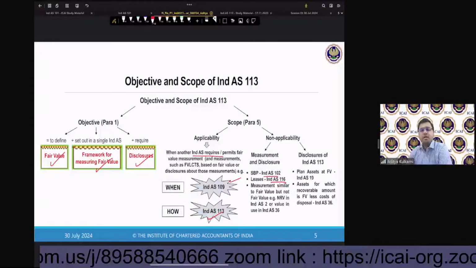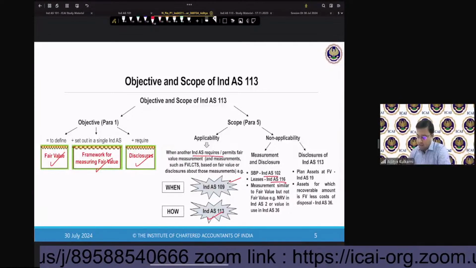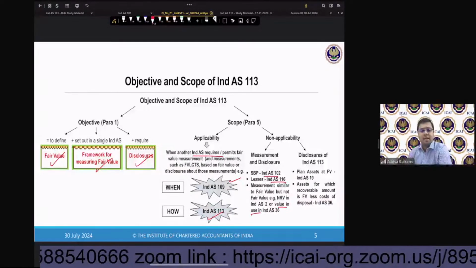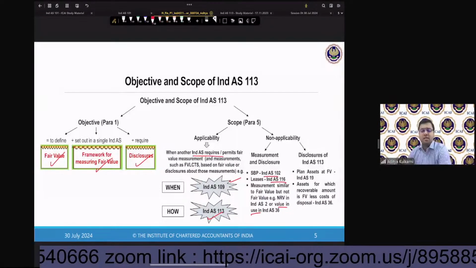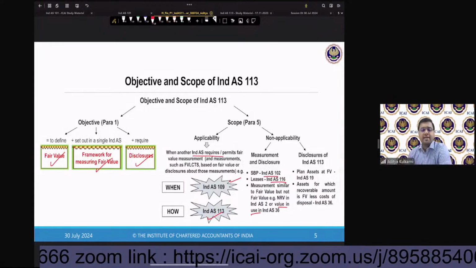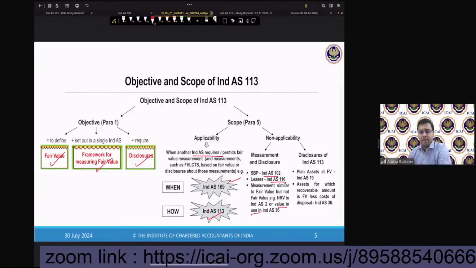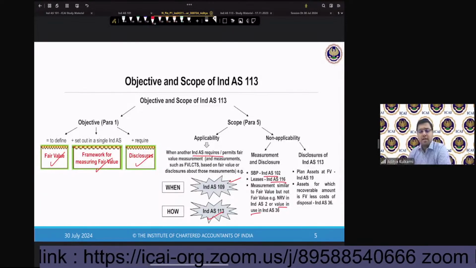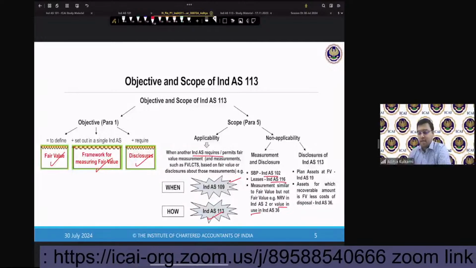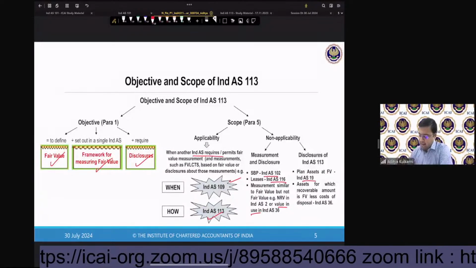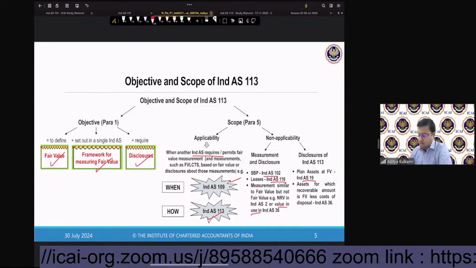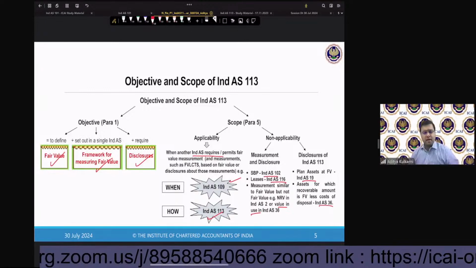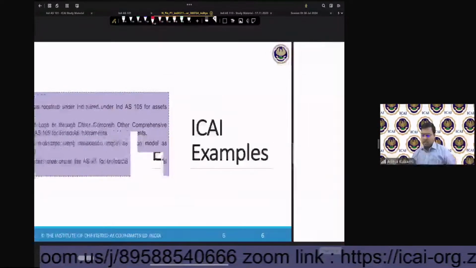And certain terms which we use, like for example, net realizable value or value in use, all of them appear to be similar to fair value, but they are not. So in these three cases, you do not have measurement as well as disclosure applicable. Whereas in the case of two standards, only disclosures are not applicable, but measurement principles of 113 continue to apply. That is Ind AS 19, as well as assets for which recoverable amount is fair value less cost of disposal in Ind AS 36. So this is the scope and objective of Ind AS 113.